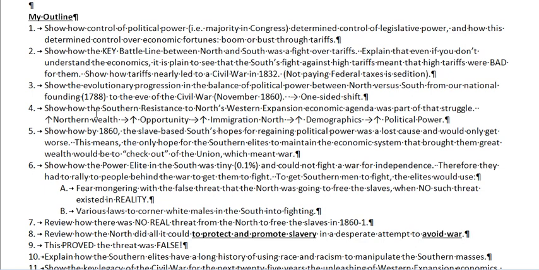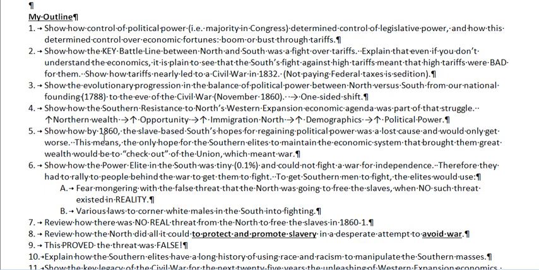Show how the Southern resistance to the Northern Western expansion economic agenda was part of that struggle, right? I briefly explained this. The Western expansion economic agenda is going to increase Northern wealth, right? That's going to increase opportunities in the North, which is going to increase immigration to the North. That's going to increase the demographics, and that's going to increase the political power, which was already one-sided. It's only going to get worse, right? And I'll show you how it's going to get worse.